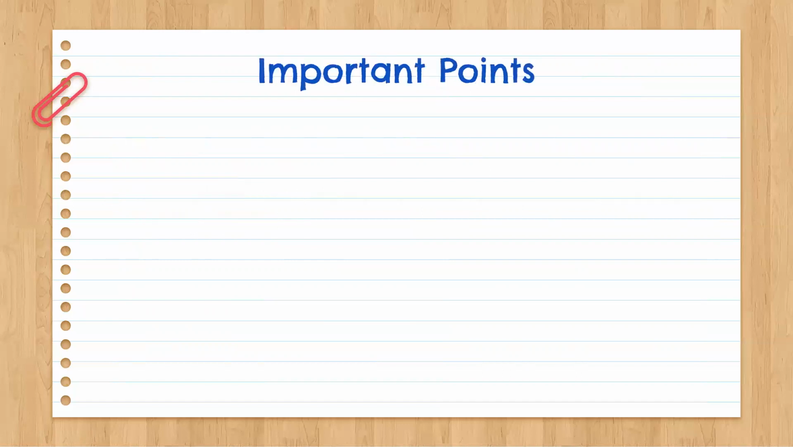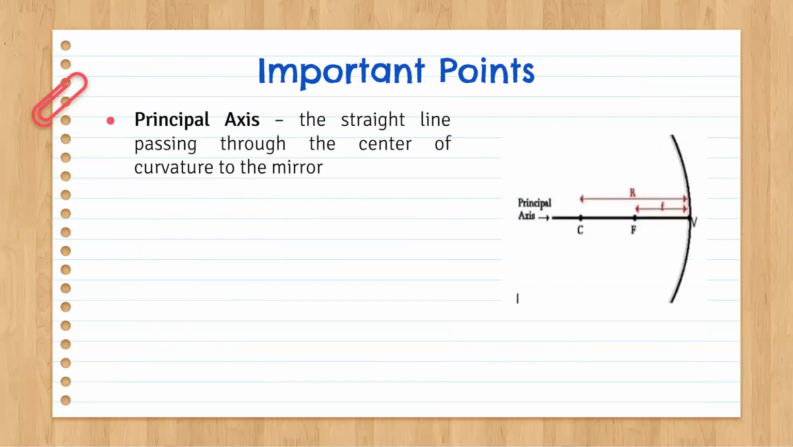So there are some important points when doing a ray diagram. Some call this the anatomy of ray diagrams. First, we have the principal axis. It is the straight line passing through the center of curvature of the mirror. You can see it on the picture on the right.